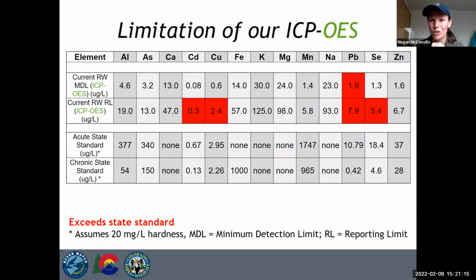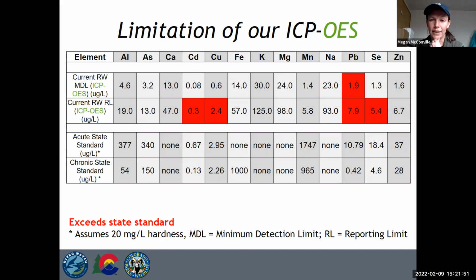Really, really small concentration, but we see an effect. And our reporting limit for Riverwatch is not low enough to account for those very low impacts we see. And that's reflected in these chronic or low concentrations over a long period of time that build up, or these acute state standards, meaning that if there is 0.67 micrograms per liter of cadmium present at certain hardness concentrations, acutely you can kill certain aquatic life.